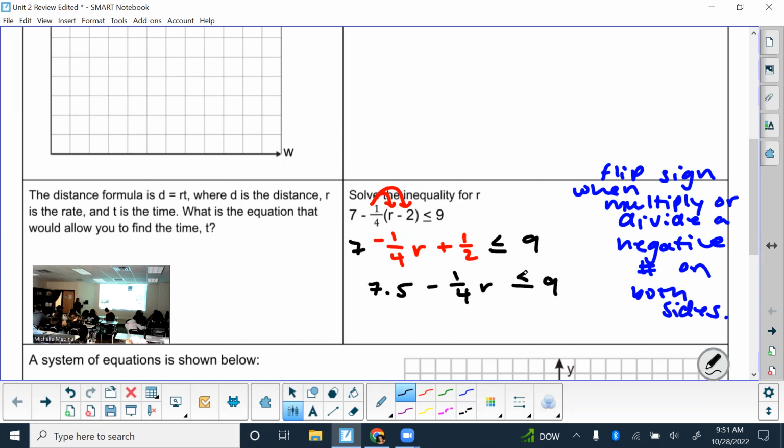And we're isolating the R. So what would I get rid of first? And how do you get rid of it? Whatever you do on one side. Good. So then I have -1/4 R. Do I need to flip the sign when I subtract?